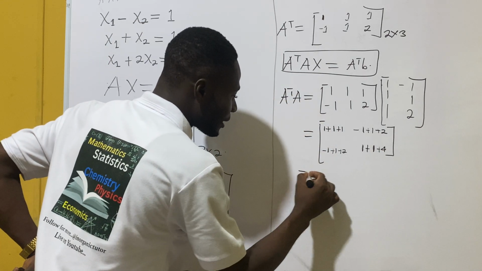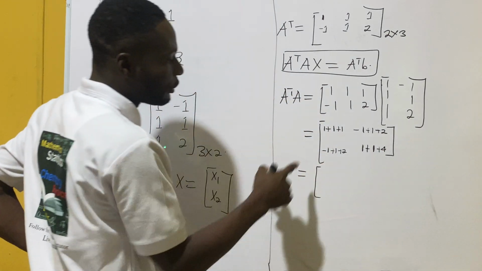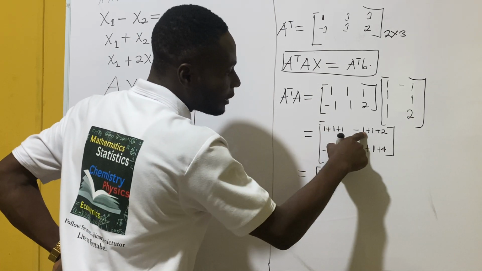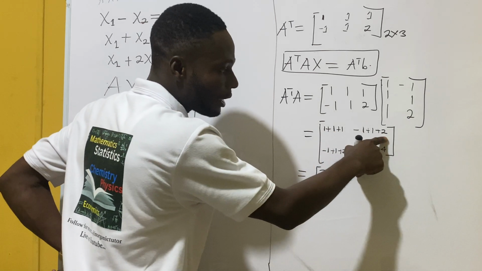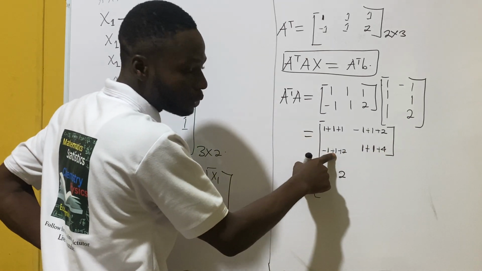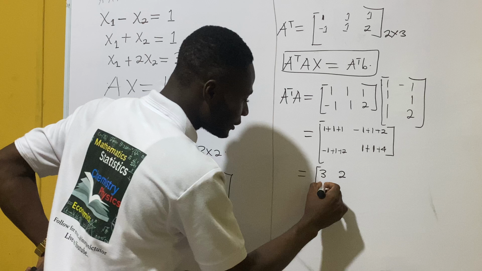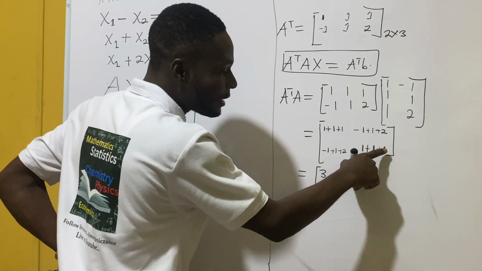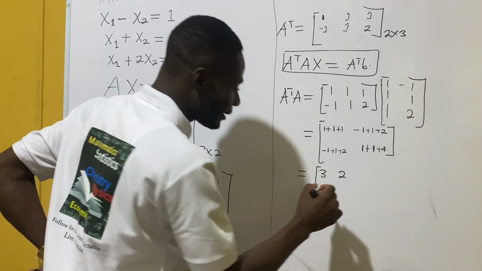So basically, we're going to have 1 plus 1 plus 1, that's 3. -1 plus 1, 0, plus 2, 2. Then -1 plus 1, 0, plus 2, that is 2. And then we have 1 plus 1 plus 4, and that is 6.